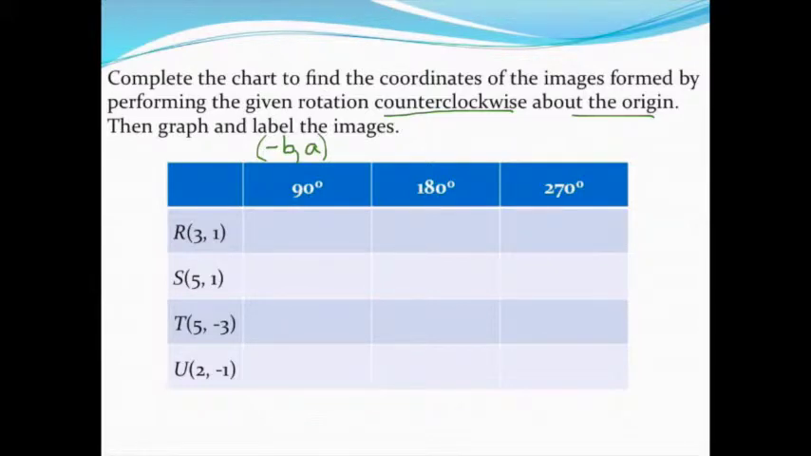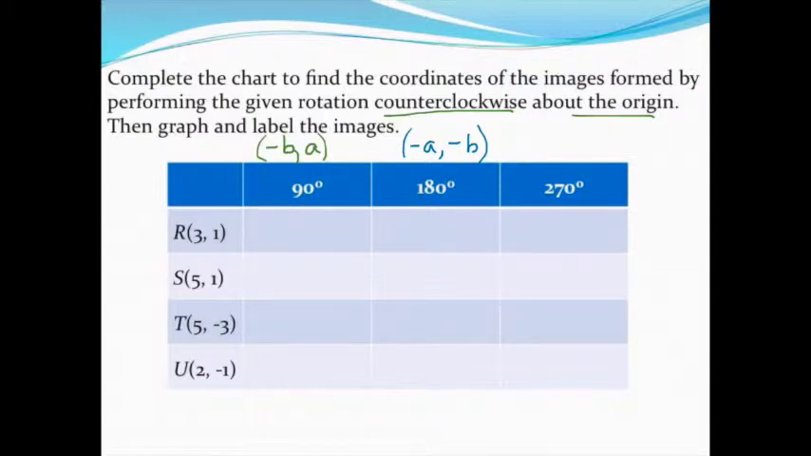For our 180 degree rotation, we're going to use the rule opposite of A, comma opposite of B. So the order of our coordinates will stay the same, but we'll change the sign. And notice I'm saying opposite, not negative, because we don't want to think we're always going to have negative coordinates. We're going to have the opposite of what they start out as.